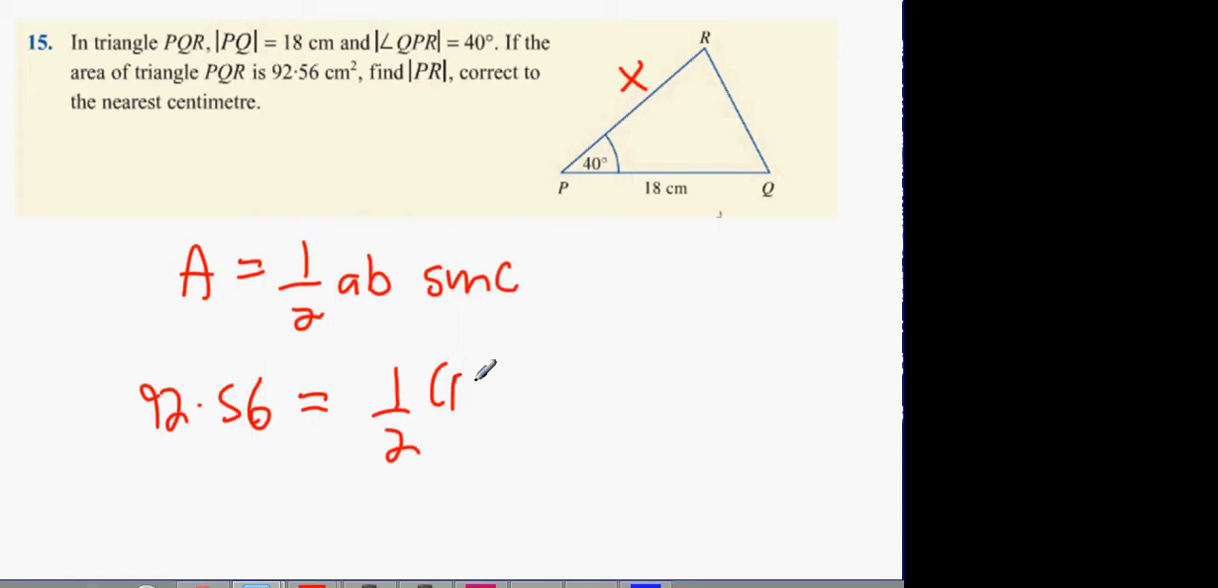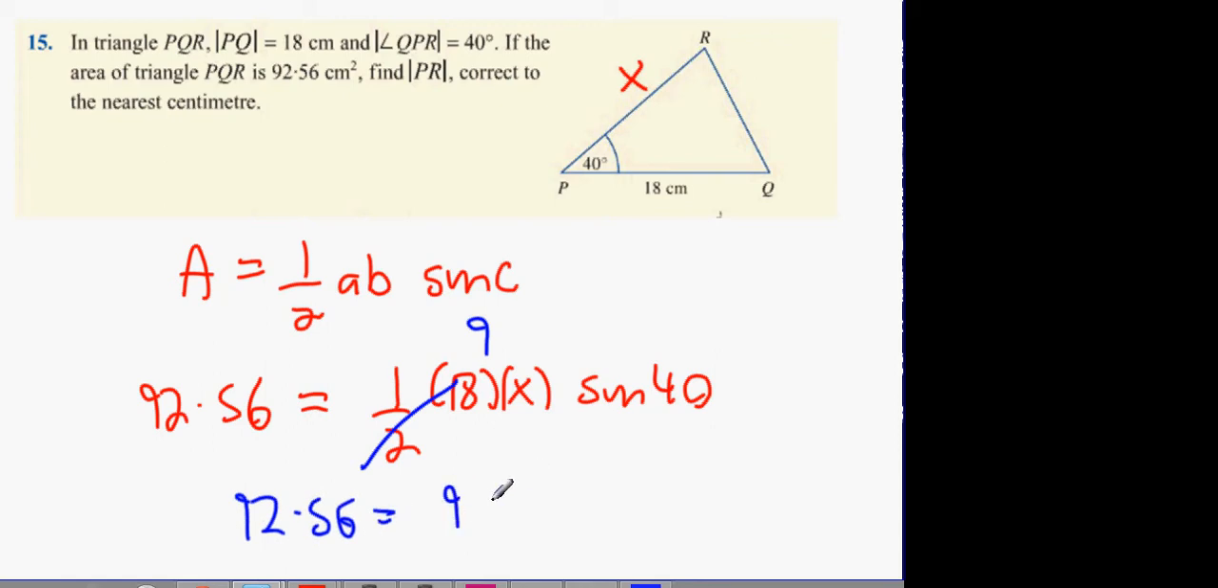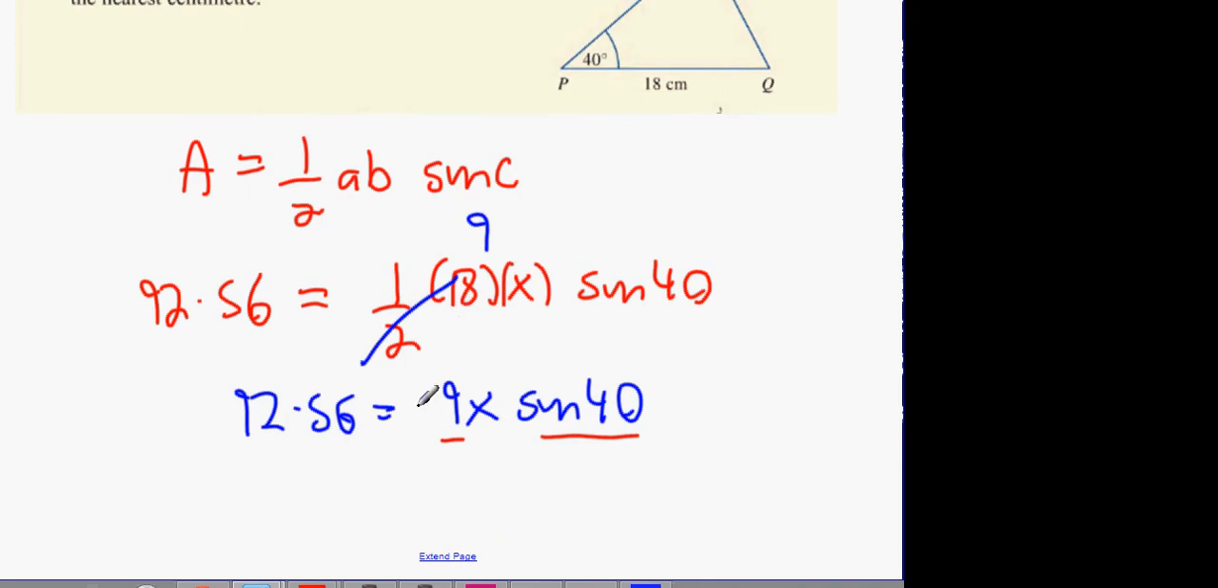Now here's what I do with this. Half the 18 to get 9, and then you're going to get 92.56 equals 9x sine 40. Now what I'd like you to do is separate out the 9 and the sine 40 and bring it underneath, because they're being multiplied on the x on the right, which means they're getting divided on the left. So all we have to do is write down 92.56 divided by 9 sine 40, and that equals x, and what do we get?